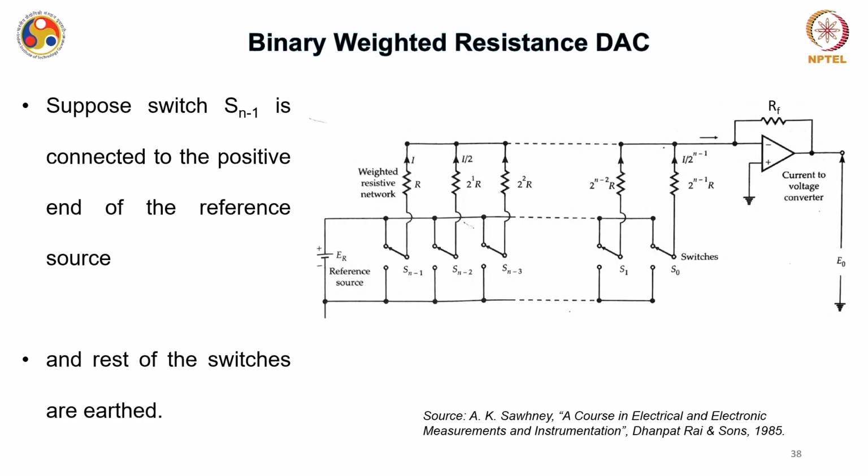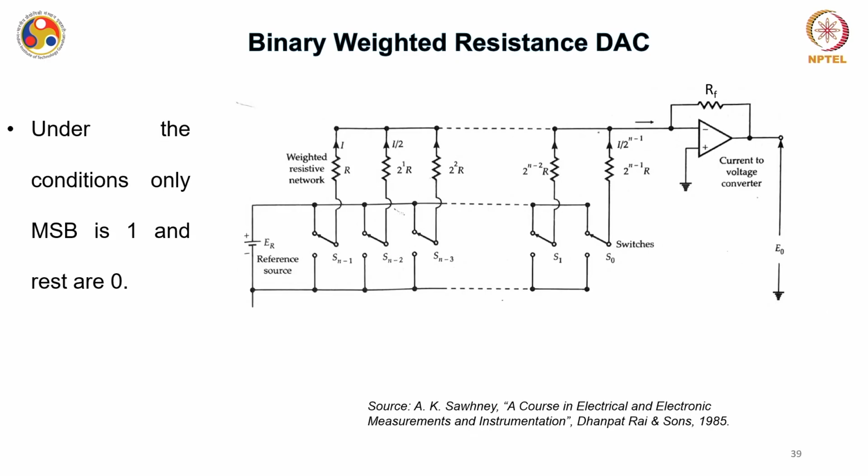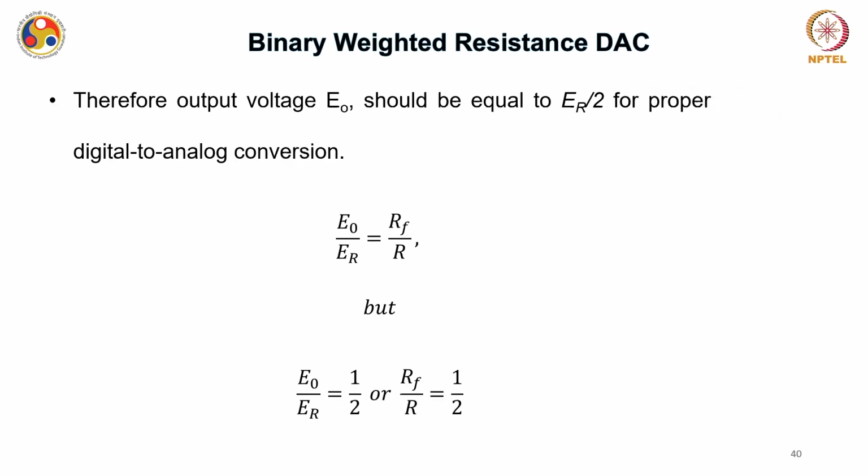Now suppose switch S(n-1) is connected to the positive end of the reference source and the rest of the switches are grounded. Under this condition only the MSB is 1 and the rest are 0, and in this case the output voltage E0 should be equal to ER by 2 for proper digital to analog conversion. So E0 by ER equals RF by R, as we have already seen. I am not considering the sign convention here.